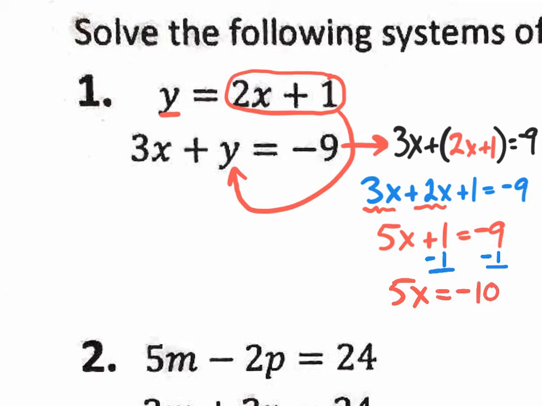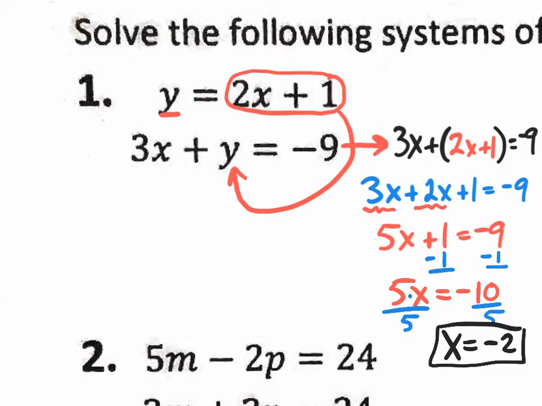And our final step would be to get rid of that multiplication of 5 in front of the x. That really says 5 times x. To get rid of it, we're going to do the opposite of multiplying, which is dividing. So our final answer is x equals -2. Now that's barely one answer of the system.